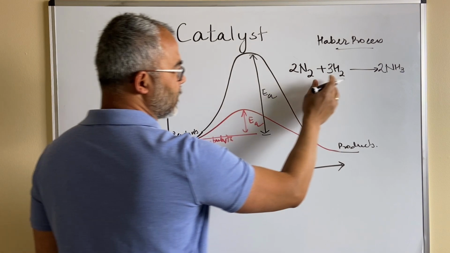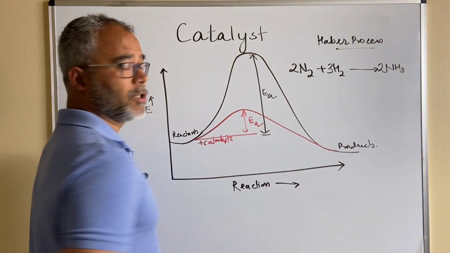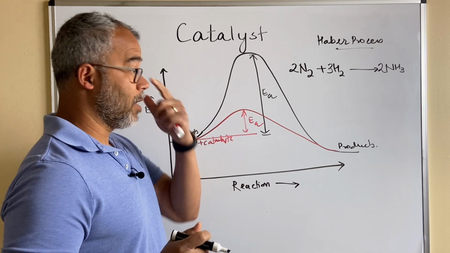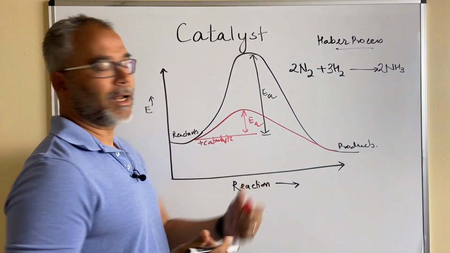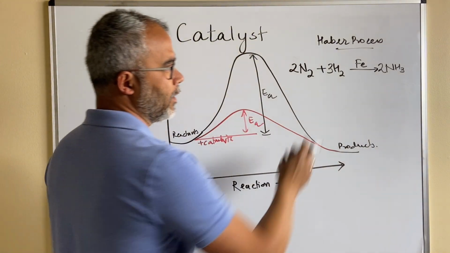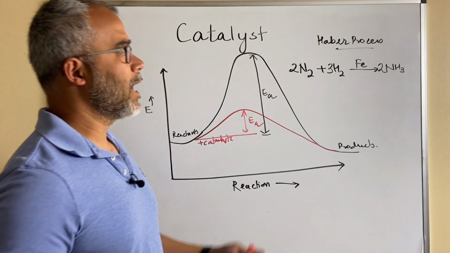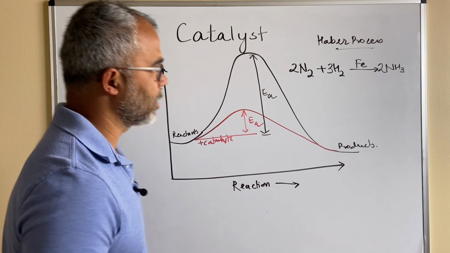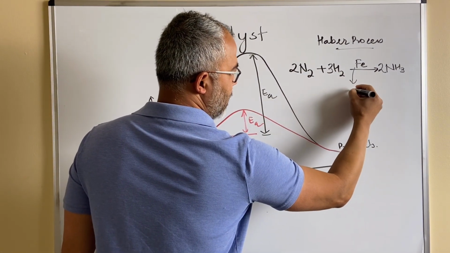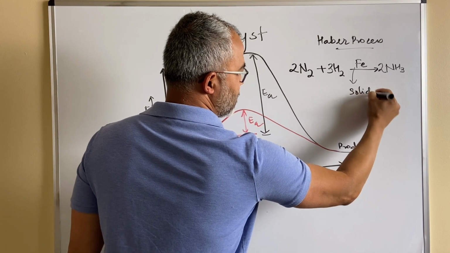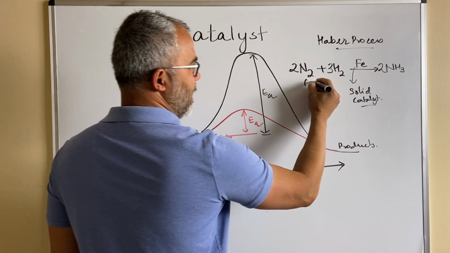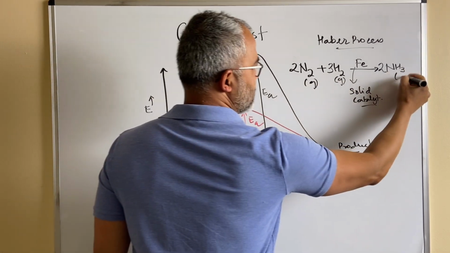Now it turns out this reaction is very hard because nitrogen has a triple bond, and it's very hard to break that triple bond, and so you need a catalyst. The catalyst that is used in the process is iron. Iron is used, and as a result, the reaction becomes much easier. Now iron out here is a solid catalyst, and everything else is in the gas phase.